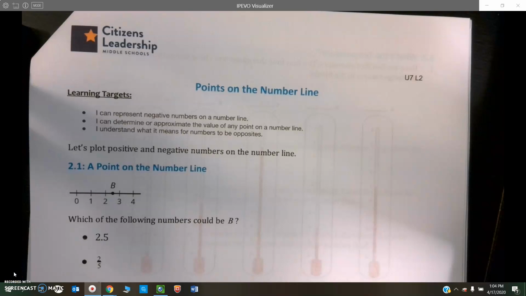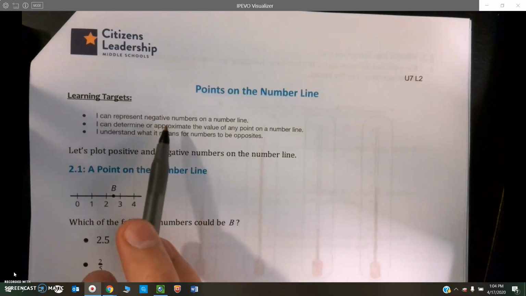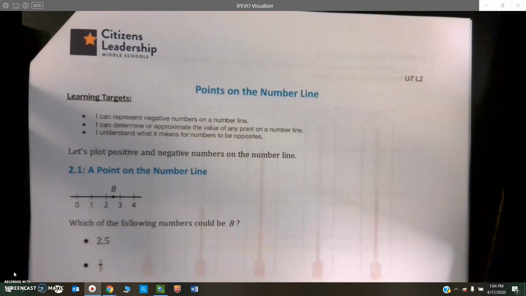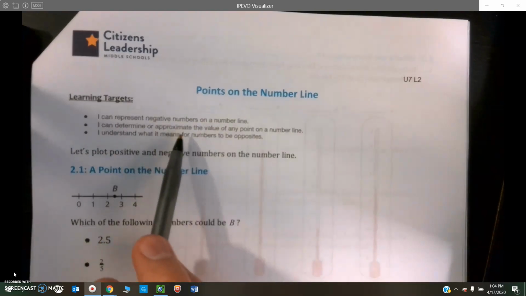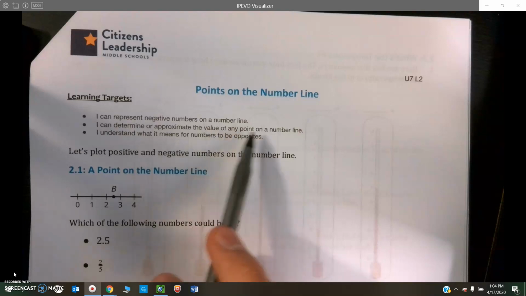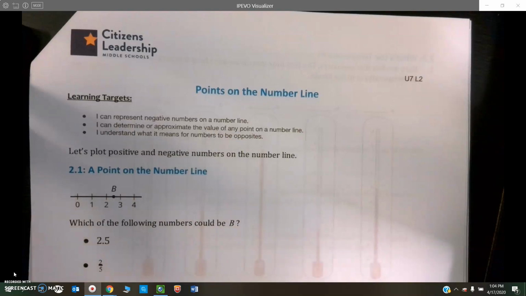All right, so the title of today's lesson is Points on the Number Line. We have 3 learning targets. Number 1, I can represent negative numbers on a number line. 2, I can determine or approximate the value of any point on a number line. And 3, I understand what it means for numbers to be opposites. So opposite numbers, and expanding our number lines to have negative numbers.